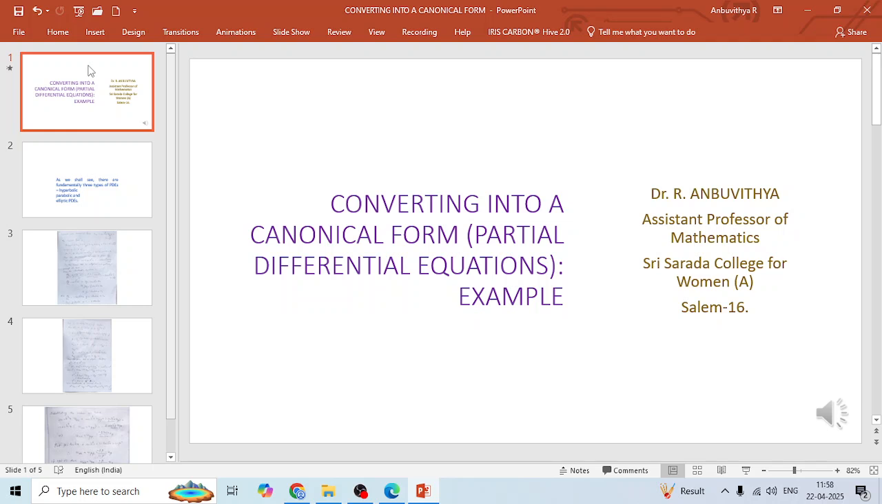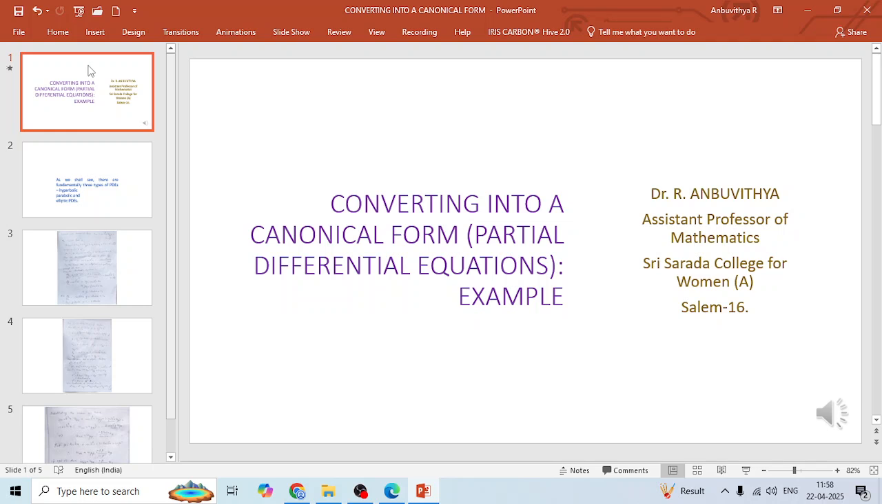Partial differential equations are fundamental in various fields including physics, like modeling phenomena in heat transfer, fluid dynamics, and wave propagation. Also, they are used in engineering and finance.